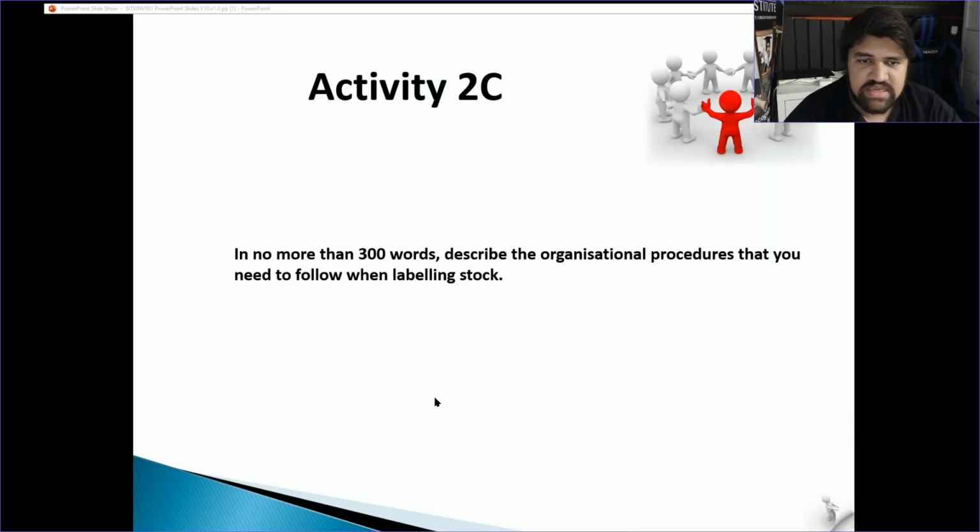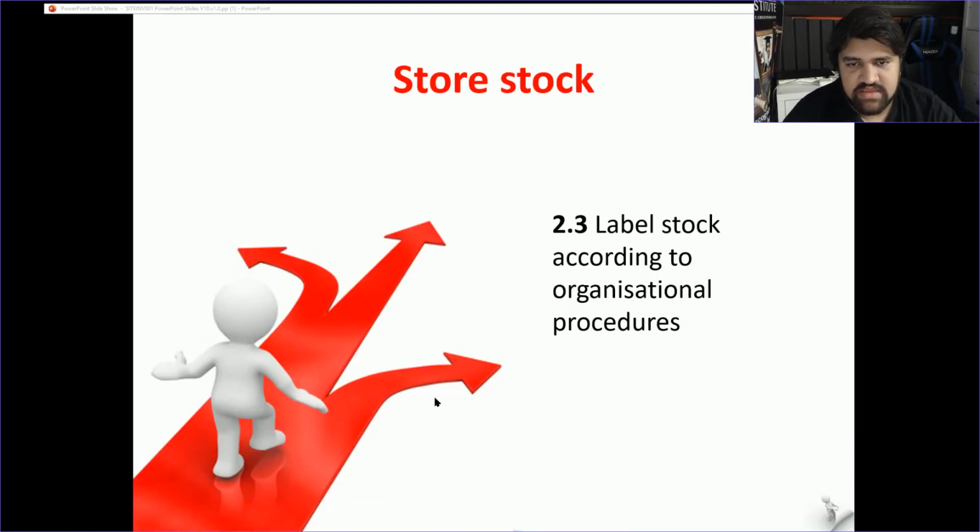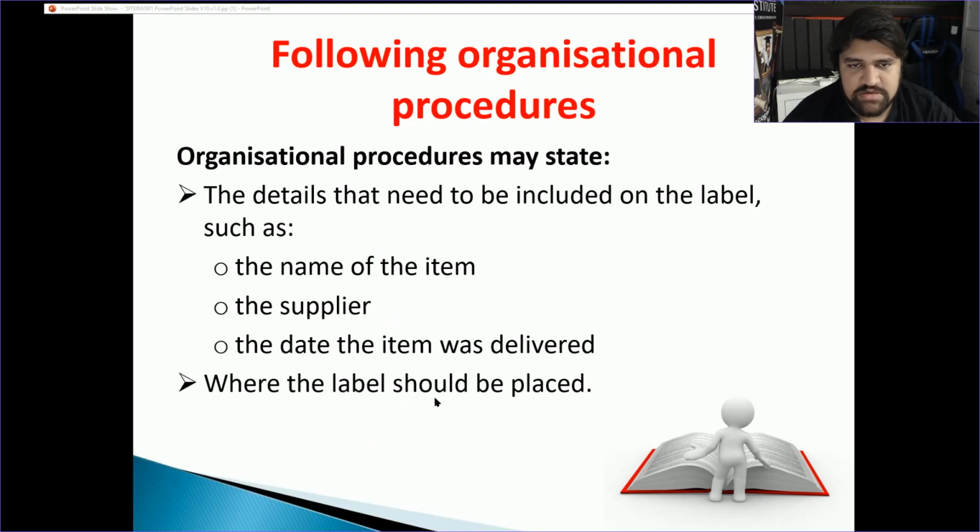Okay, 2C, in no more than 300 words, so that's about 1 page. Just in that box in your learner workbook, describe organizational procedures that you need to follow when labeling stock. So first I would start off with, the organizational procedures may include these things, and then I would expand. Such as, you need to include on the label the name of the item, the supplier, the date it was delivered, the best before, the used by.